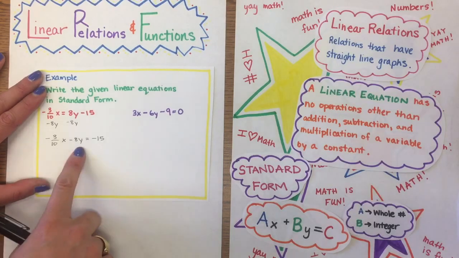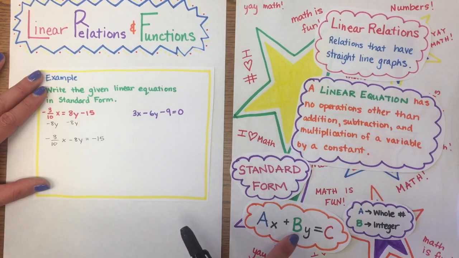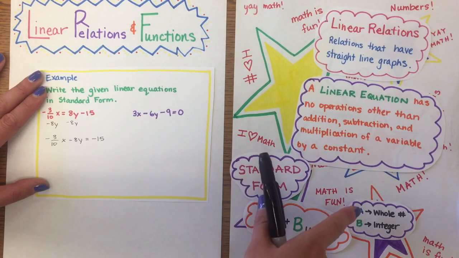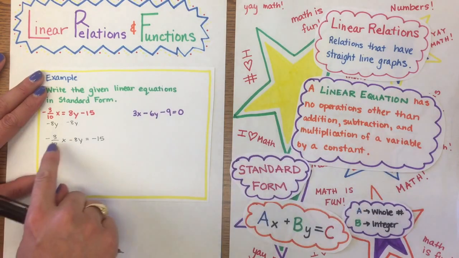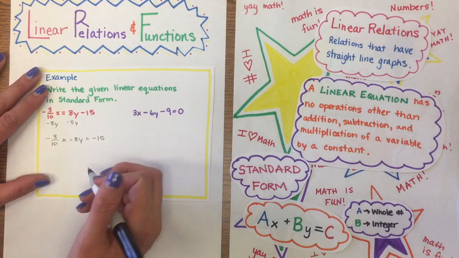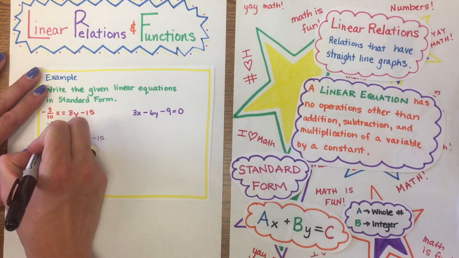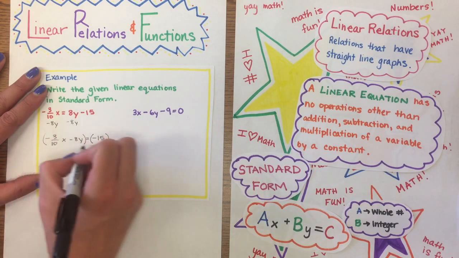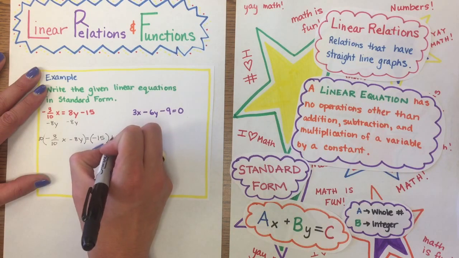So I have my x's and y's on the left, which is what's necessary in standard form, but a is not a whole number. A is both negative and not an integer. It's a rational number, but it's not an integer. To make negative 3/10 into an integer, I need to multiply both sides of my equation by 10.